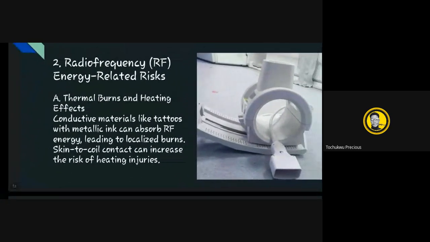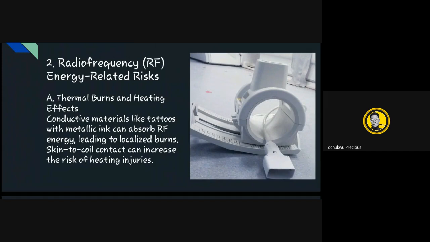Now we have radio frequency risks. First, we have thermal burns and heating. We said conductive materials like tattoos can absorb RF energy, leading to localized burns. Skin to coil contact can also increase the risk of heating injuries.